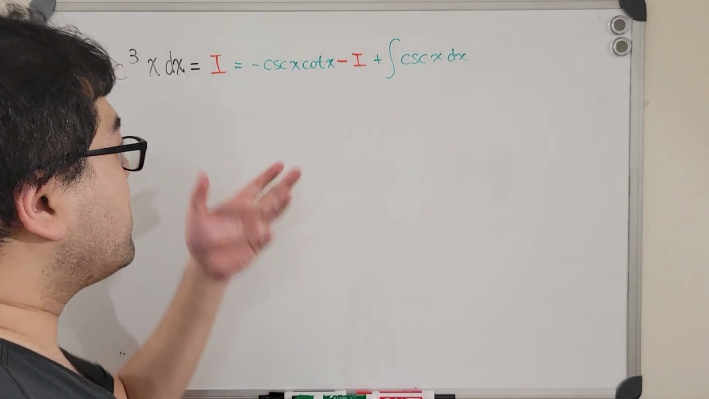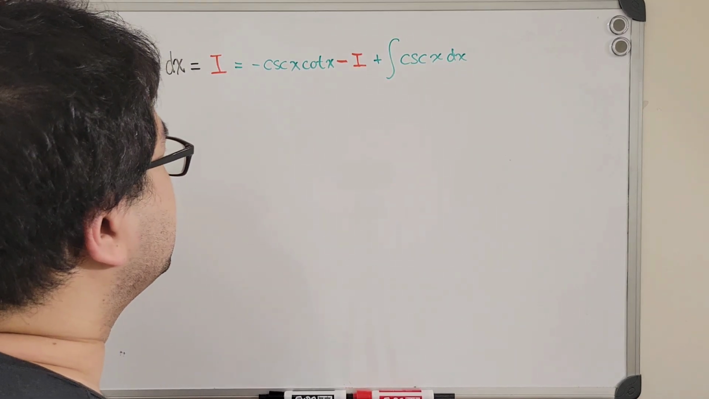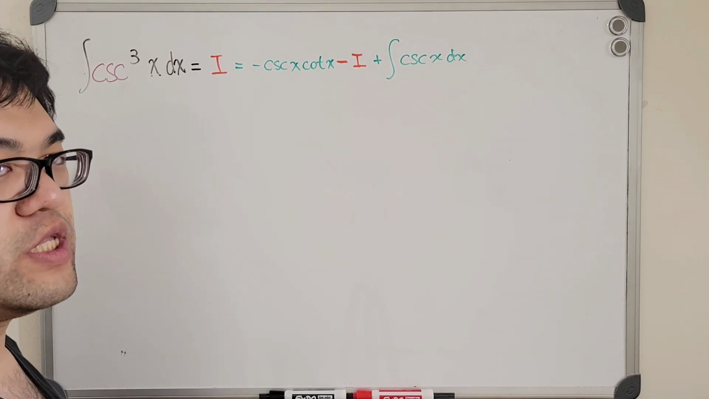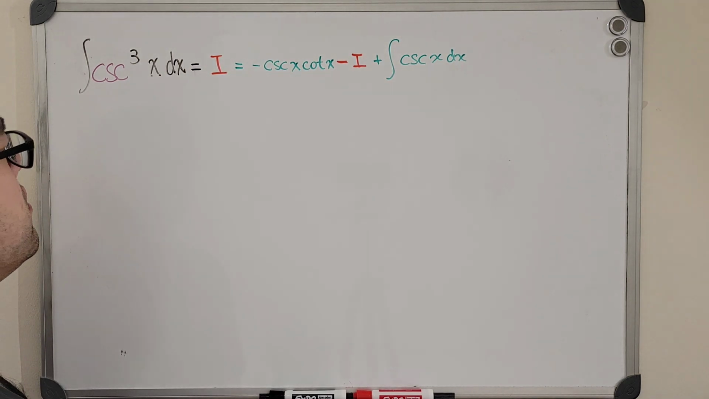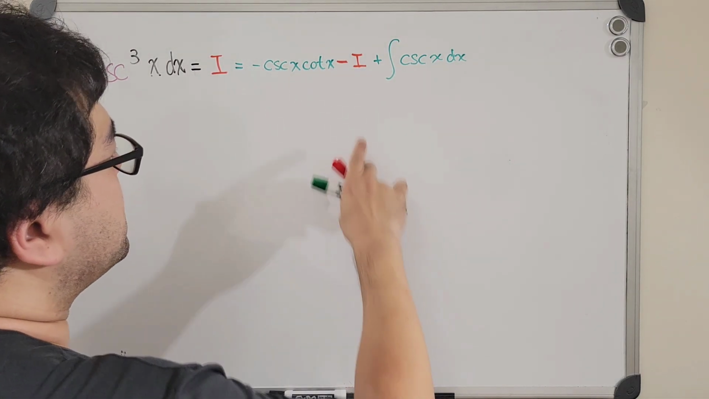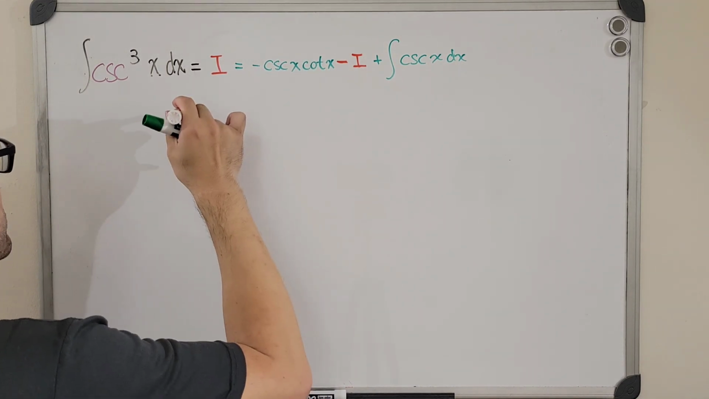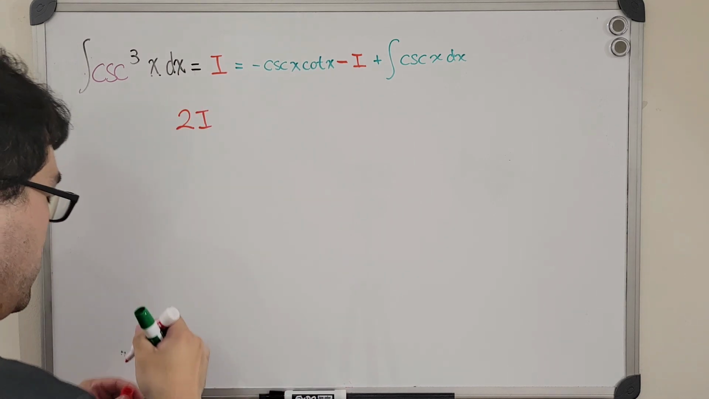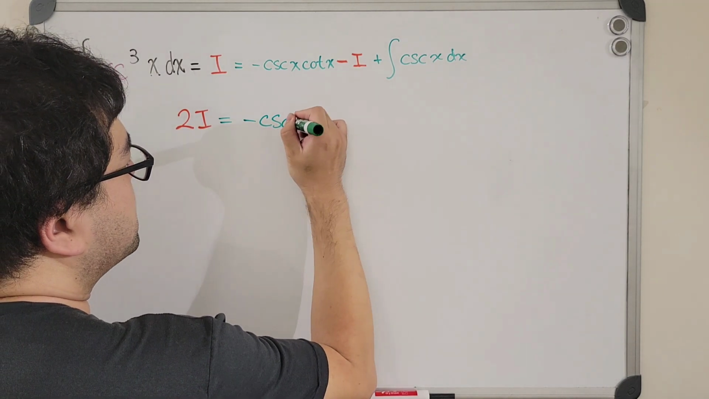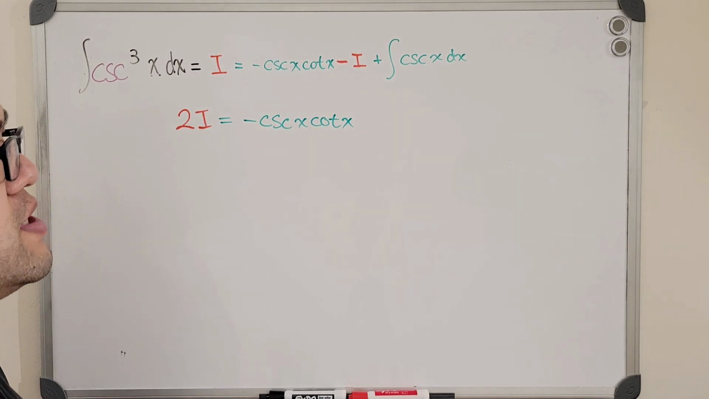Okay, so we just end up with the following result, and now we just need to play around with the algebra so that we'll be able to figure out what I is, which tells us what the integral of cosecant to the third power of x dx is. So doing that, we'll just put the negative I on the right hand side to the left by adding it. So we will actually end up with 2 copies of I, which equals the remaining parts in green. That says negative cosecant x cotangent x, and then plus the integral of cosecant x dx.